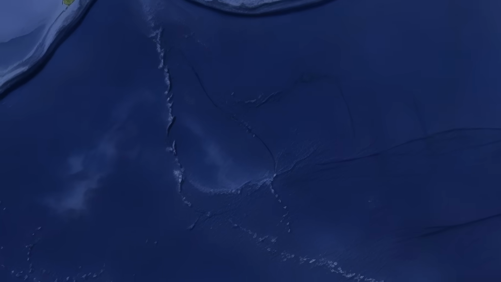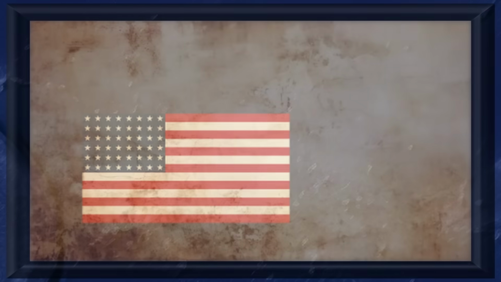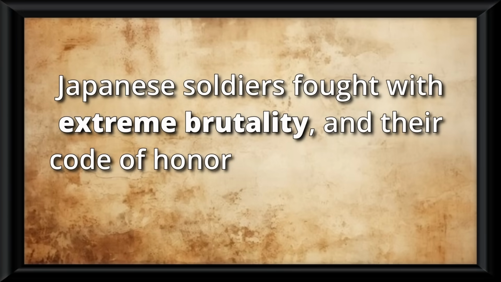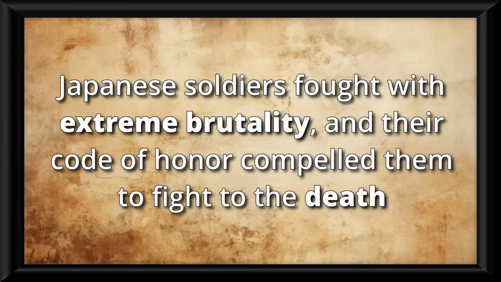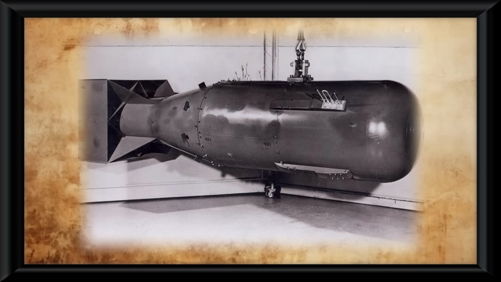After Midway, America will start taking back islands that Japan had conquered during the war. However, this will reveal a grim reality. Japanese soldiers fought with extreme brutality, and their code of honor compelled them to fight to the death, making the island hopping campaign extremely brutal and costly.